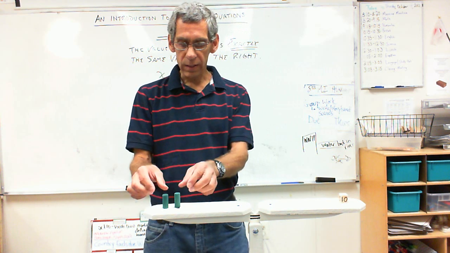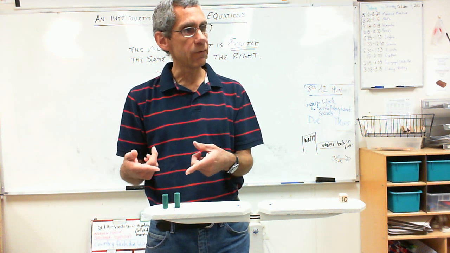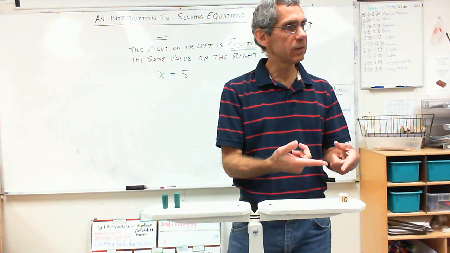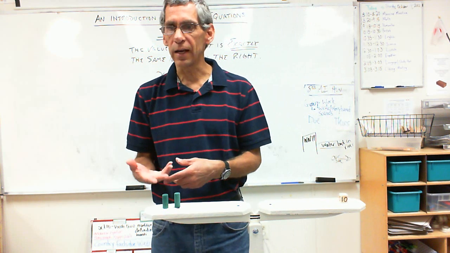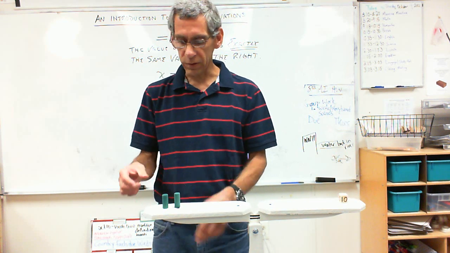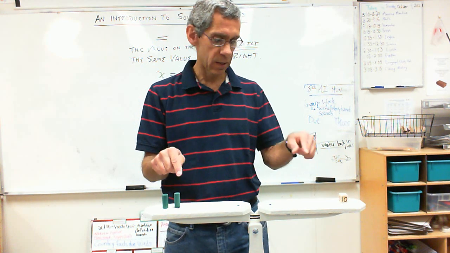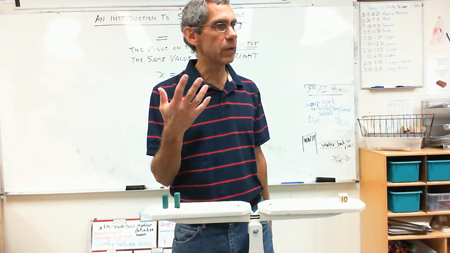So, really, how many x's do I have? 2. I have 2 x's, and 2x is equal to 10. What does one of those x's equal? 5. Let's try. 5 plus 5 is 10. 10 equals 10. You're right. So that's pretty easy, right?